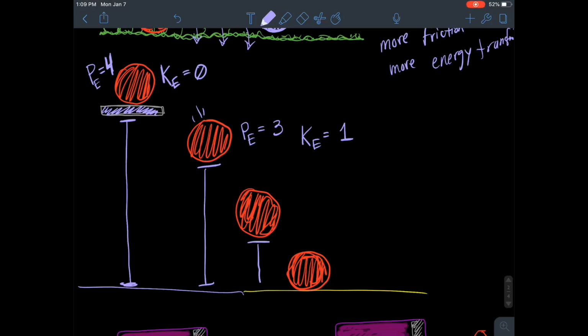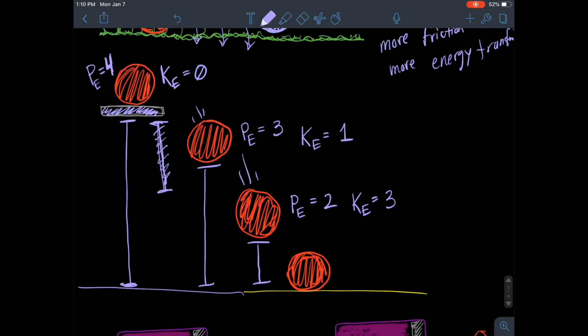This ball, as it keeps falling, it's still off of the earth. It hasn't hit the ground yet, but it's in motion. It's moving faster because it's been falling for longer. So let's say now it's lost even more potential energy, and let's say it has potential energy of 2, whereas the kinetic energy has increased as well because it's fallen much farther than it did before. So it has more kinetic energy than just 1, so let's say it has kinetic energy of 3.